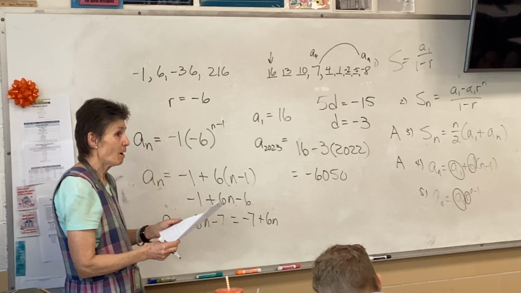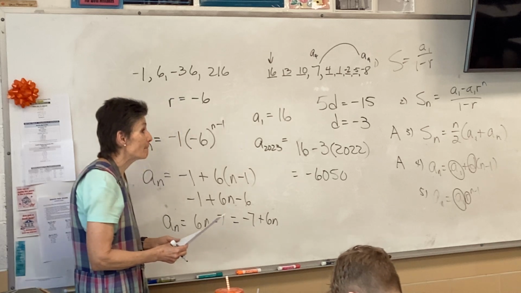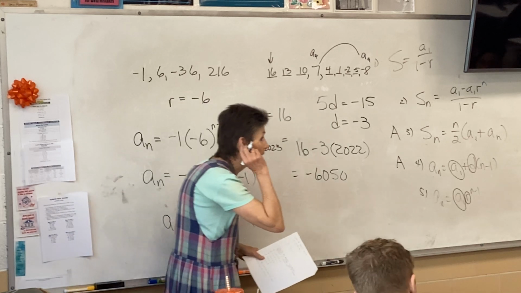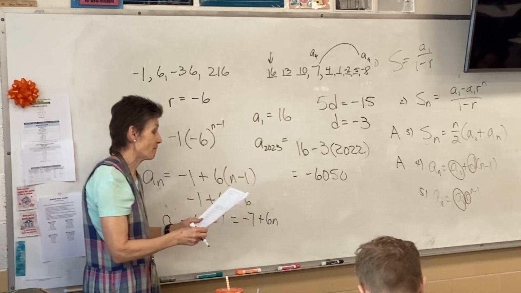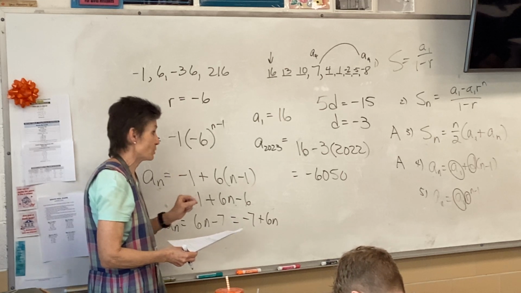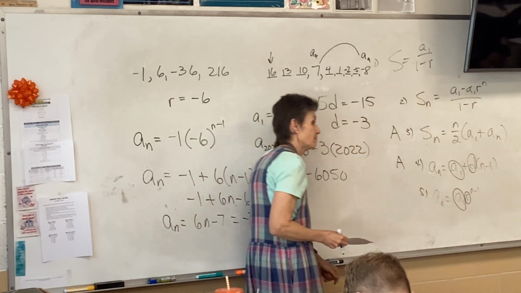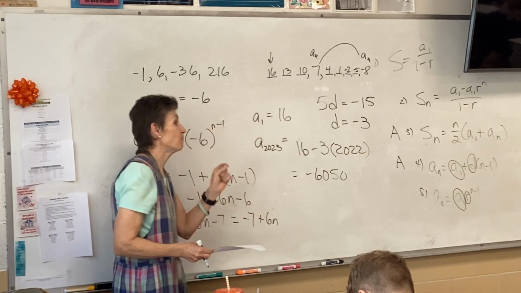Those seem hard, but they're incredibly easy. If you use an explicit formula, you are finding a term. Always, it's going to be a term formula. So it's always going to be a sub n. Always. You're finding an explicit rule for a term.